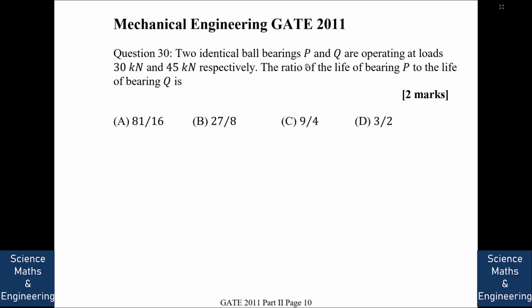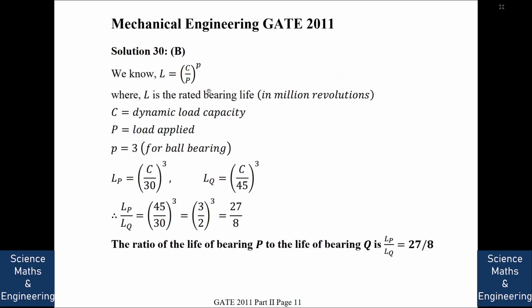Two identical ball bearings P and Q are operated at loads 30 kilonewton and 45 kilonewton respectively. The ratio of the life of bearing P to the life of bearing Q is, so we need to find the ratio of the bearing life when they have two different operating loads and they are identical. Mind you, these are ball bearings. So the answer is, we know that the rated bearing life in million revolutions L is equal to C by P to the power small p, where C is the dynamic load capacity, capital P is the load applied, and small p is equal to 3 for ball bearing. So this you need to remember.